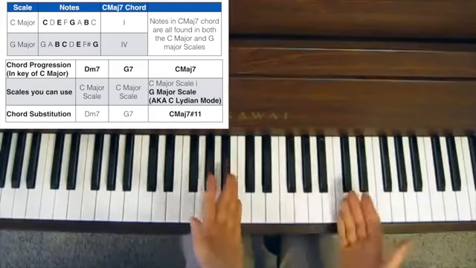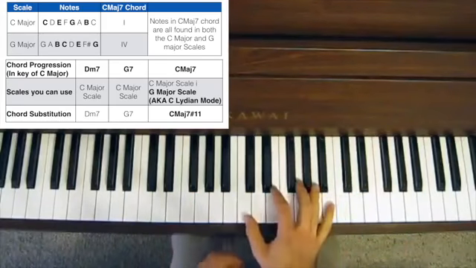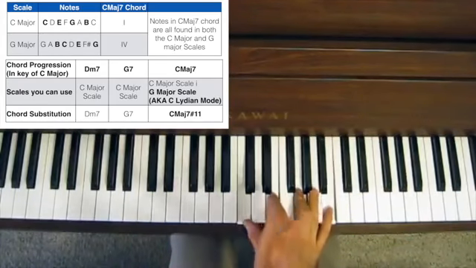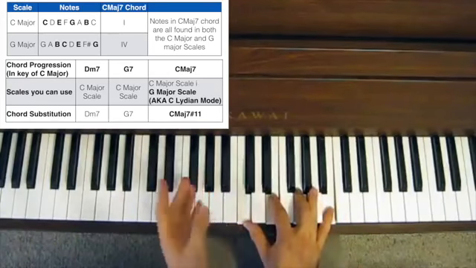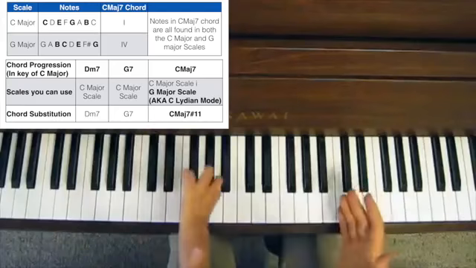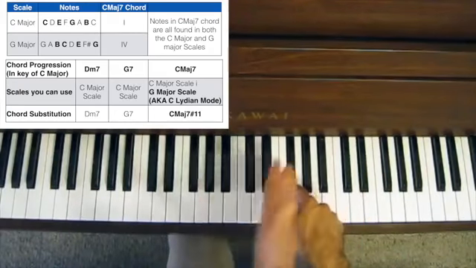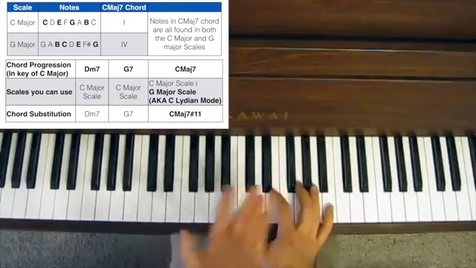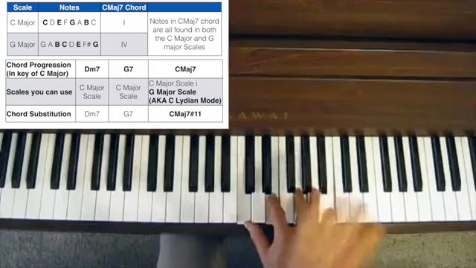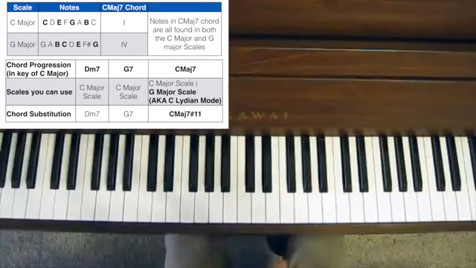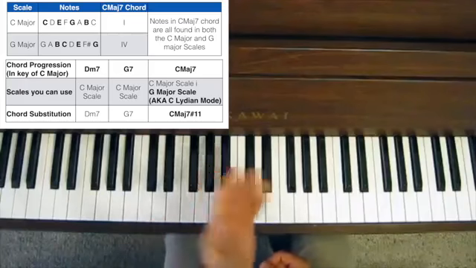And obviously, the reason that's the case is because all the notes from the chord C major 7 are in both the C major scale and the G major scale. The only difference is, of course, that the G major scale has the F sharp, but that's not in the chord of C major 7, so it doesn't really affect C major 7, so we can ignore that for the moment. So the chord C major 7 can be both in the key of C major and in the key of G major.